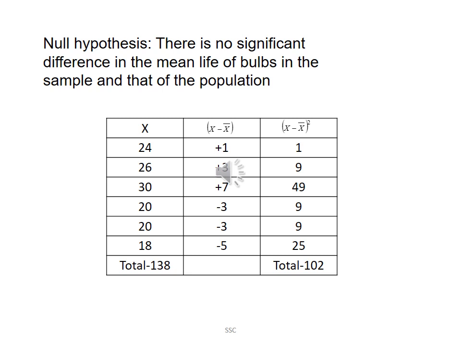Then in the second column, x minus x bar, take 24 minus the x bar value, calculate the difference between these two values and write it in the second column. For the third column, you just take the square of the second column. Finally, we should add the total of the third column. It will be 102.